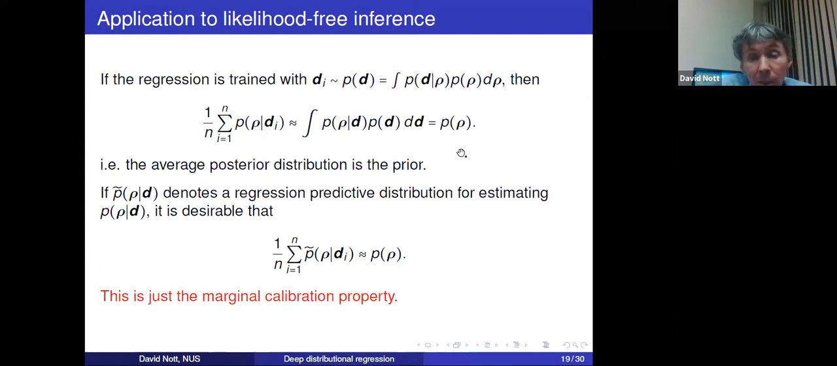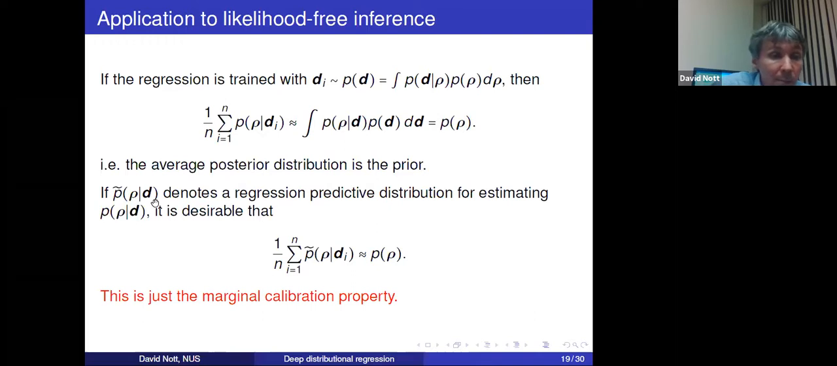As I said, here I'm considering data simulated under the prior. If you had some sort of pilot estimate for the posterior for the observed data, you could also truncate the prior to the region of effective support. And this would all go through as well. Okay, so that's for the true posterior. So the average posterior will be equal to the prior if we repeatedly sample data from the prior predictive.